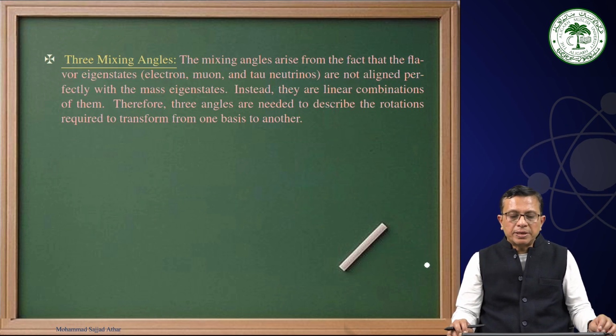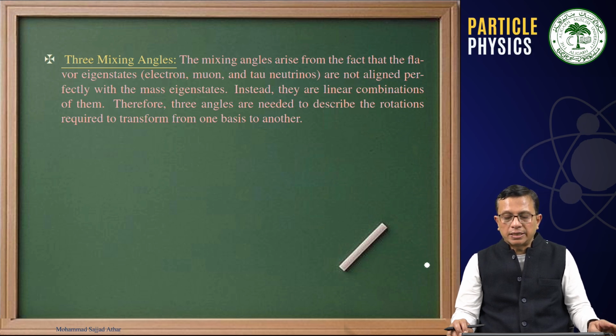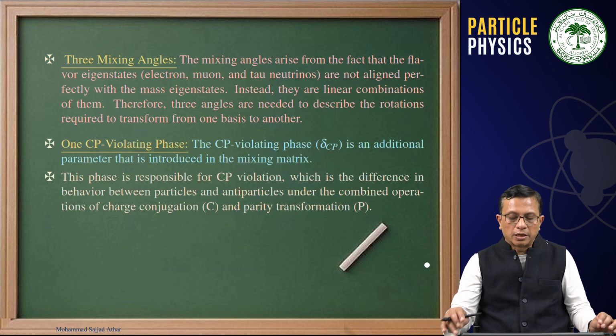Now, these three mixing angles arise from the fact that flavor eigenstates are not aligned perfectly with the mass eigenstates. Instead of that, they are linear combinations of them. Therefore, three angles are needed to describe the rotations required to transform from one basis to another basis.